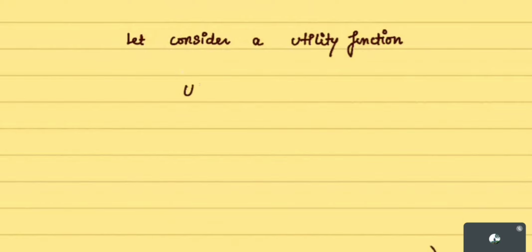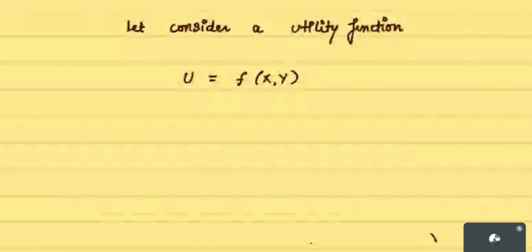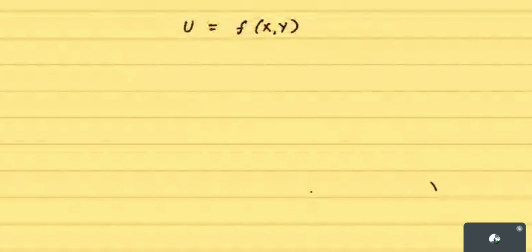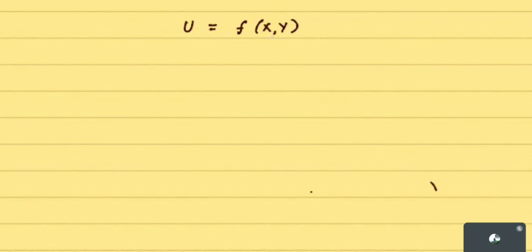General form. This is your utility function. As we know, our utility is a function of quantities of goods and services consumed. In our case, we have two goods. So the utility function represents the functional relationship between good X and good Y and the level of utility that the consumer derives from that consumption.